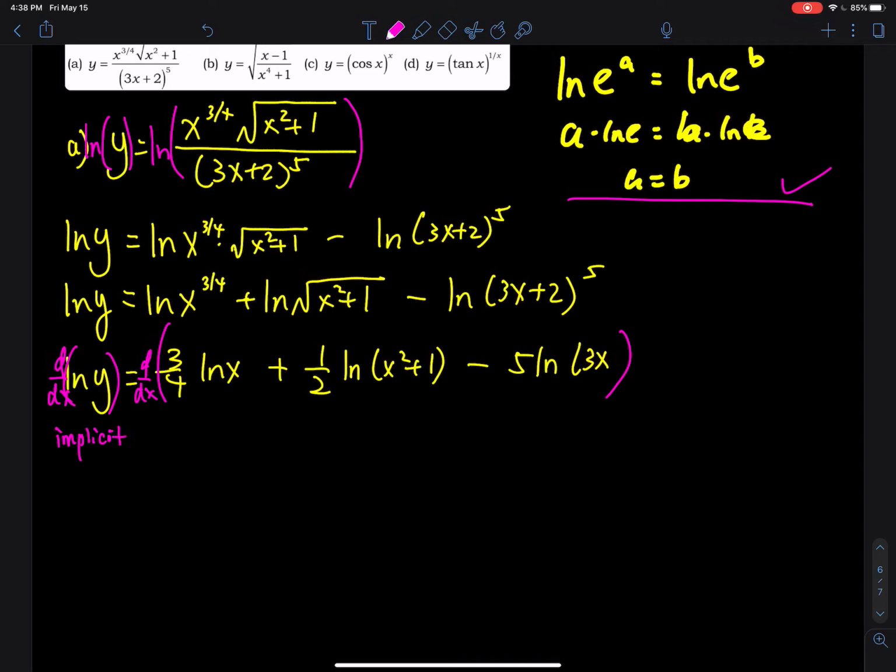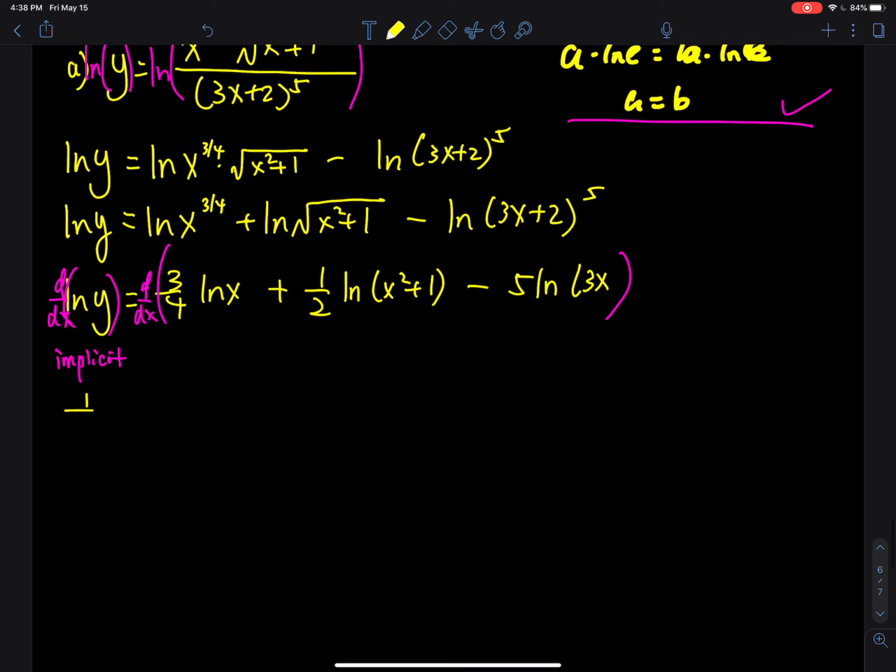So the derivative of ln y, we treat that as an x, right? So we have 1 divided by y, and then dy dx. Okay. And then the other side, so this one is 3 over 4 times 1 divided by x, and then plus 1 half. This is x squared plus 1.